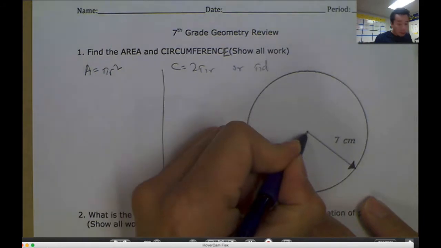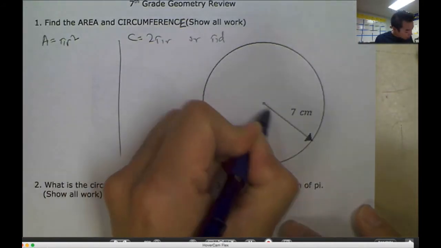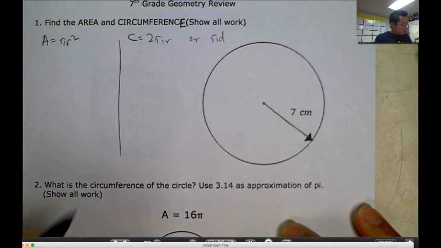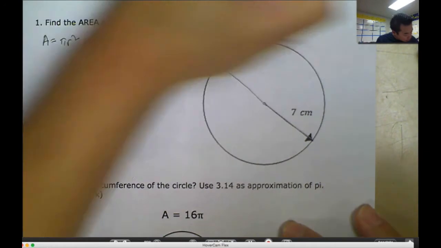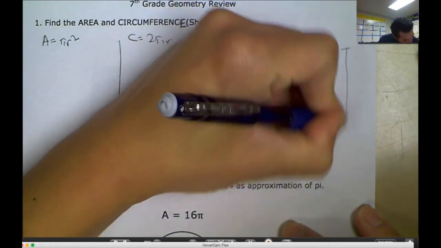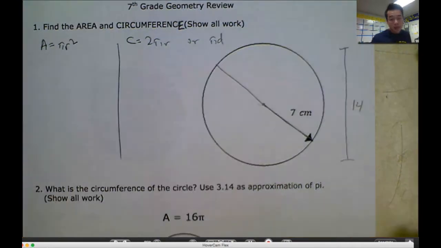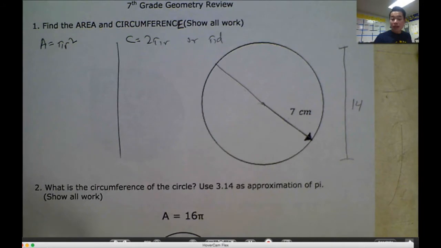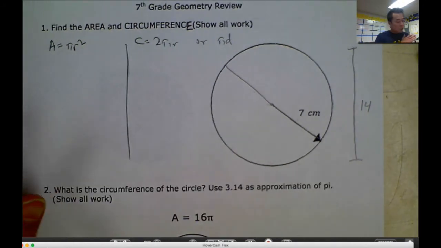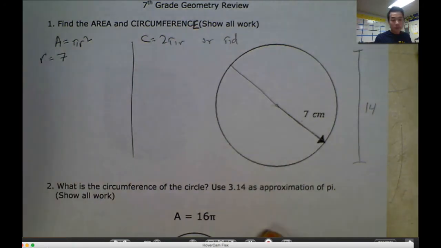So the first thing is, let's talk about the radius. The radius goes from the center of the circle all the way out to the edge of the circle. When you have a line straight through, or a line that measures all the way through the circle, and let's say that's 14, that's called the diameter. So if this is 7, this is 7. 7 plus 7 is 14. So the diameter is the length all the way through the circle. So I know that my radius is 7.